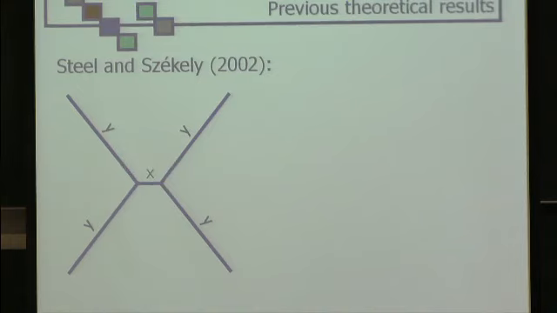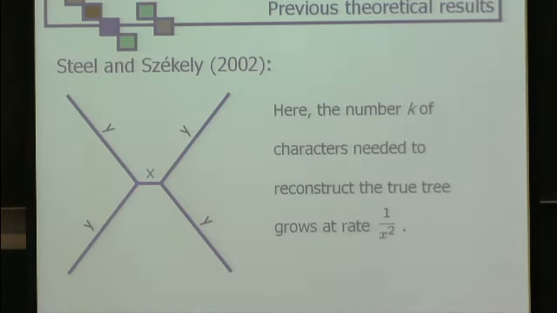They looked at this 4-taxon scenario again, where they had length x for the internal edge and y for all the pendant branches. And they observed that the number of characters needed to reconstruct the true tree grows at a rate of 1 over x squared.